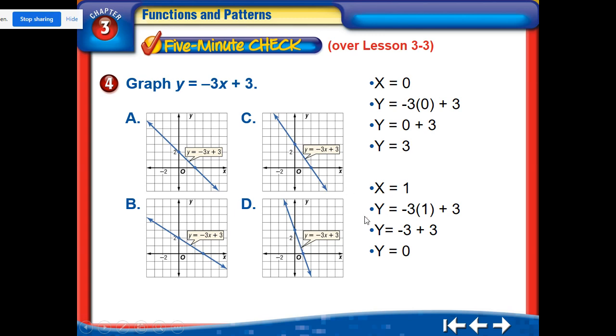So I tried my 1, and I got y equals 0. Well, this one has 1, 0. This one has 1, 1.5. So that's not the same. So my answer has to be D. I didn't have to go through all of them because 2 gave me enough.